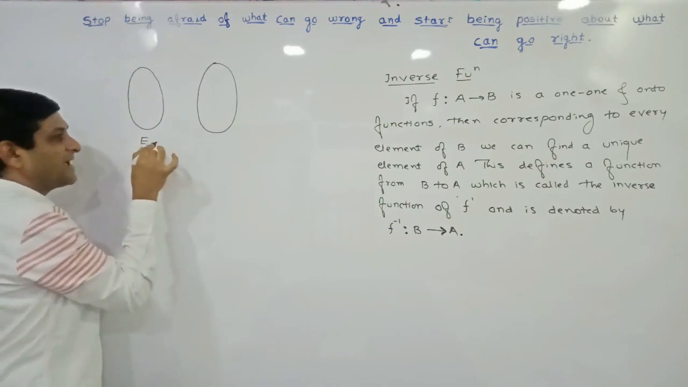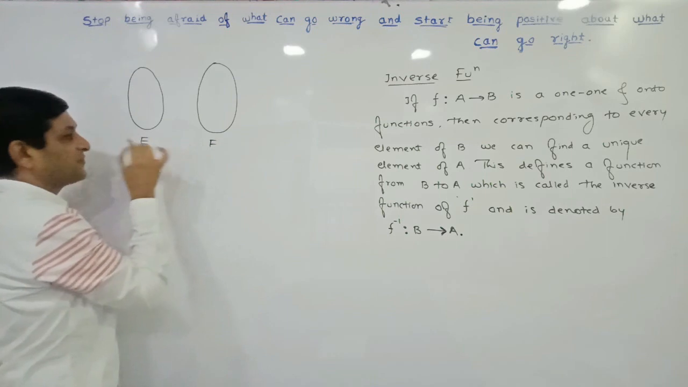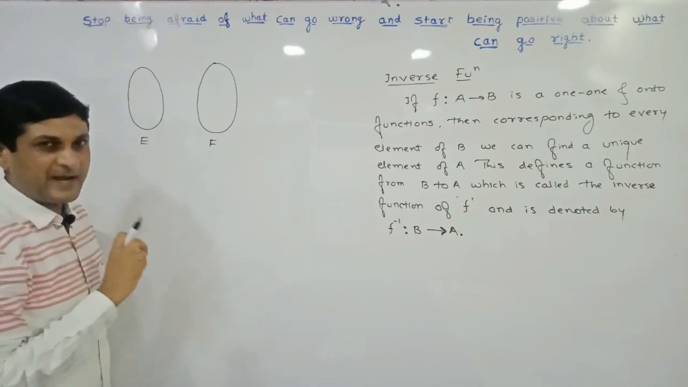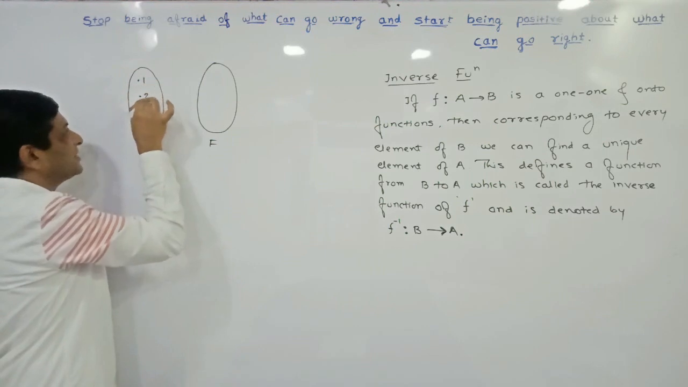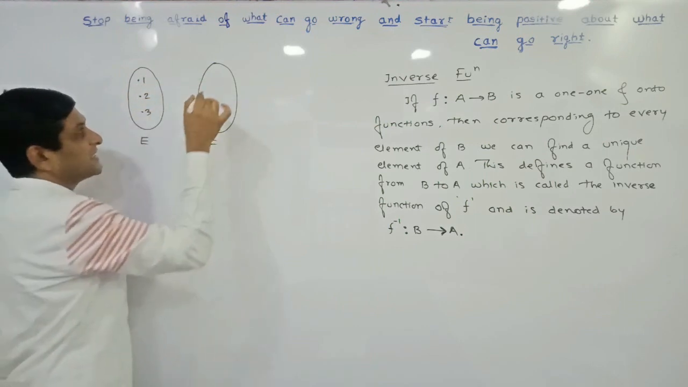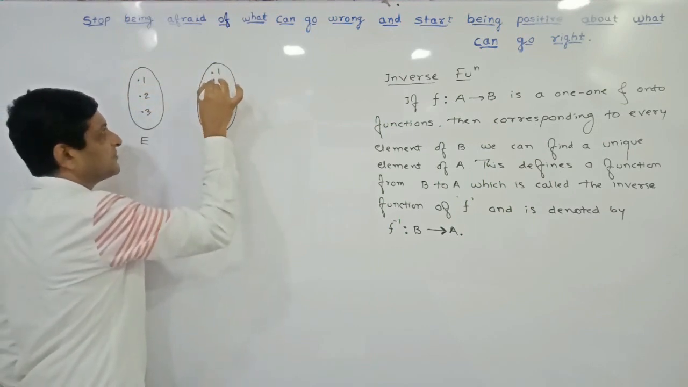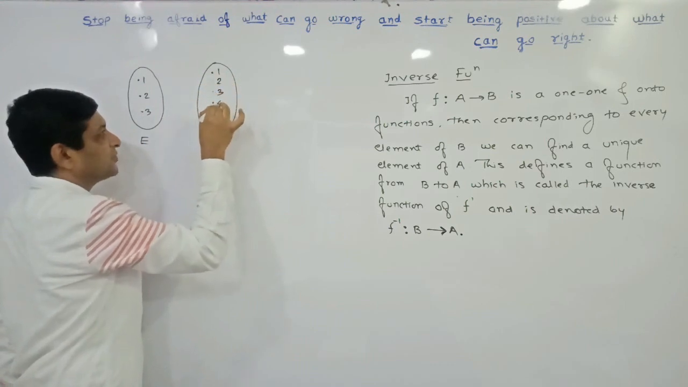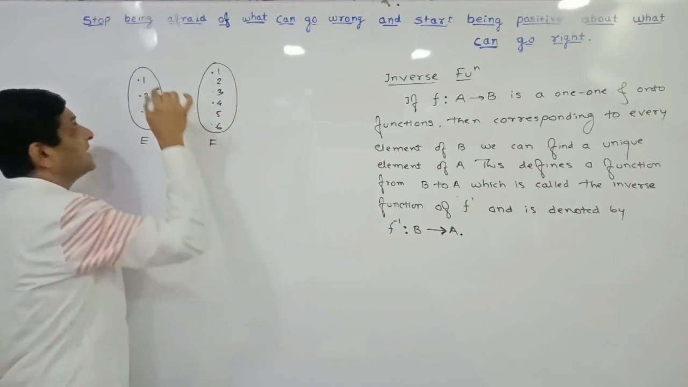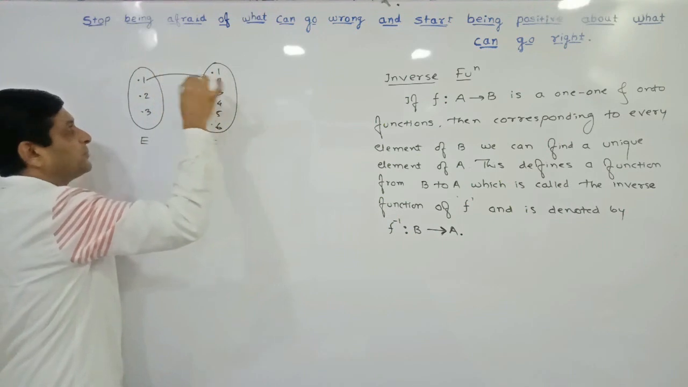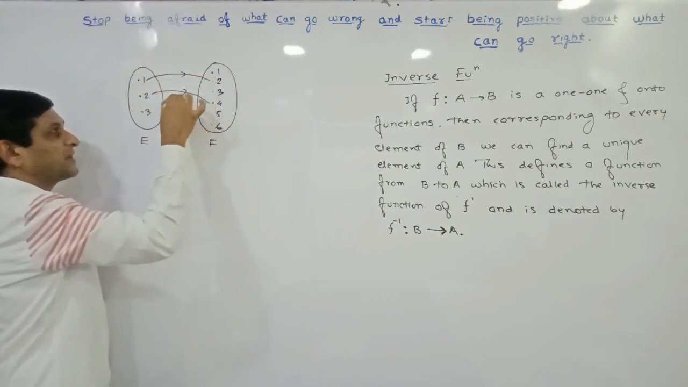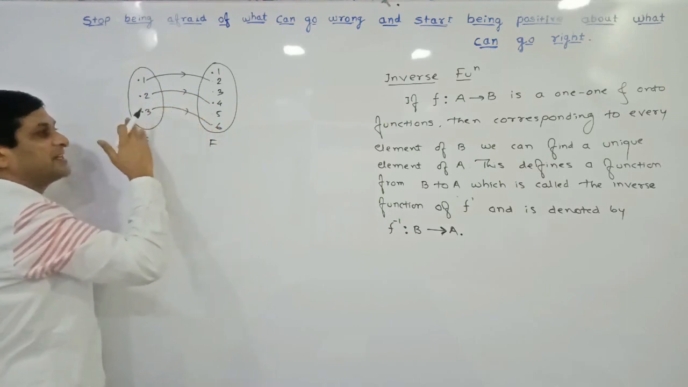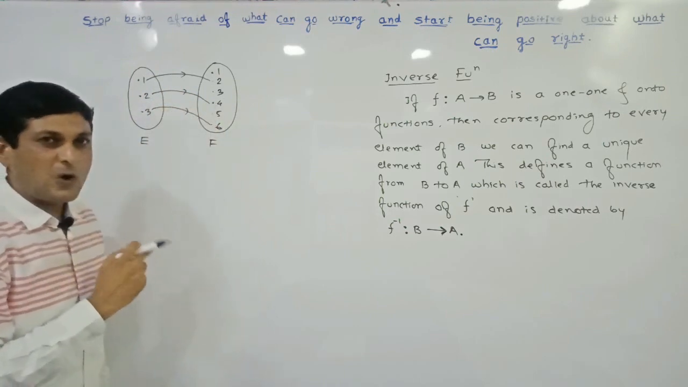Sets are denoted by any capital letter. Let us denote the first set by E and the second set by F. Now let the elements of the first set be 1, 2, 3, and let the elements of set F be 1, 2, 3, 4, 5, 6. If the elements of this first set, set E, satisfy some conditions, at that time we can say that there is a function from set E on set F.